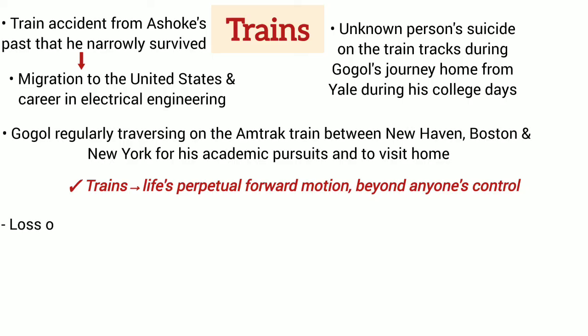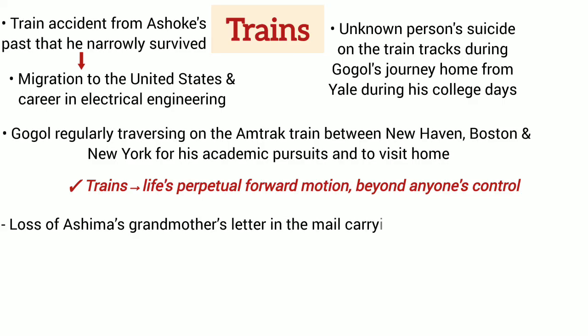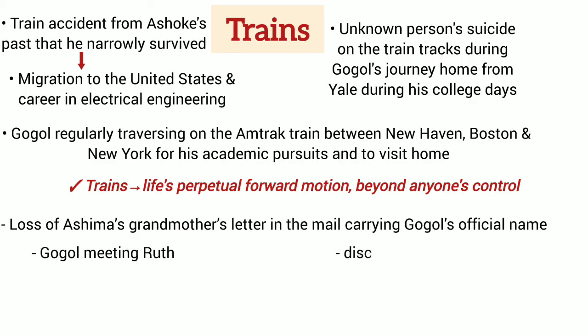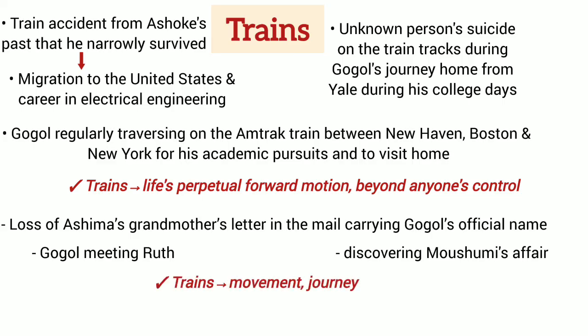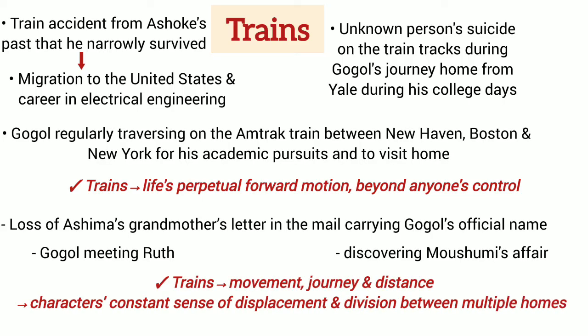Noteworthy events, such as the loss of Ashima's grandmother's letter in the mail carrying Gogol's official name, Gogol meeting Ruth and discovering Moushumi's affair, unfold on trains, emphasizing their symbolic significance in the narrative. Trains symbolize movement, journey, and distance, highlighting the characters' constant sense of displacement and division between multiple homes.